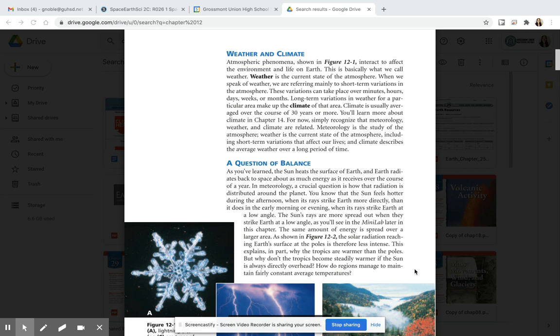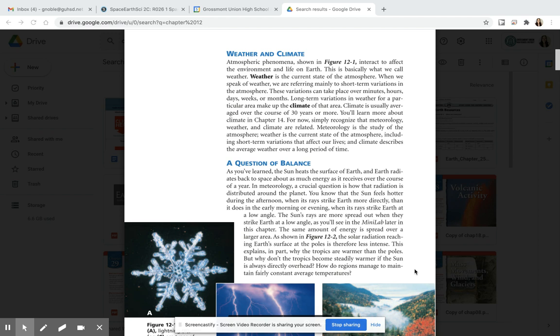You'll learn more about climate in Chapter 14. For now, simply recognize that meteorology, weather, and climate are related. Meteorology is the study of the atmosphere. Weather is the current state of the atmosphere, including short-term variations that affect our lives, and climate describes the average weather over a long period of time.